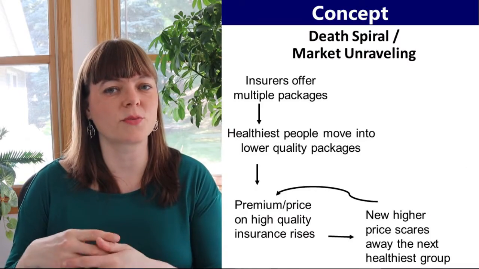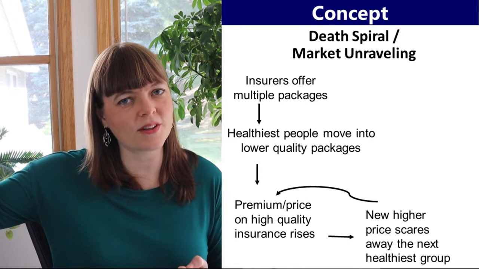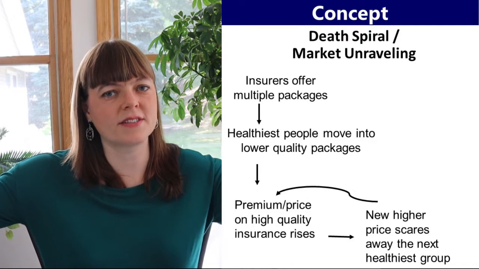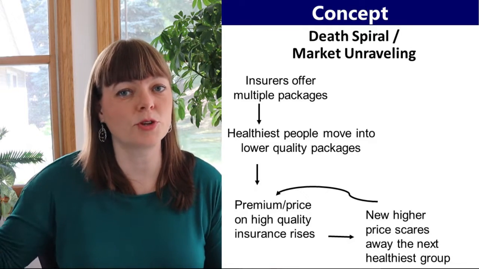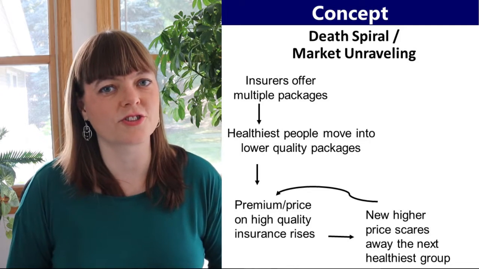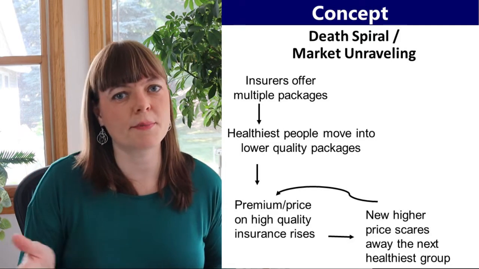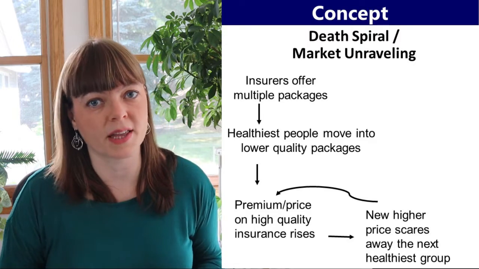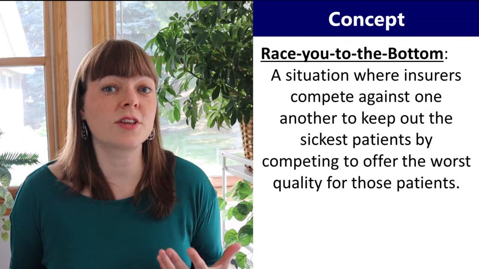You want to talk about the concept of the death spiral, which is exactly this process. It's where the price of high quality insurance goes up, the price of low quality insurance goes down. That causes people to move away from the high quality insurance toward the low quality insurance. And if you iterate this process, things will collapse toward the lowest quality plan. That's the death spiral.